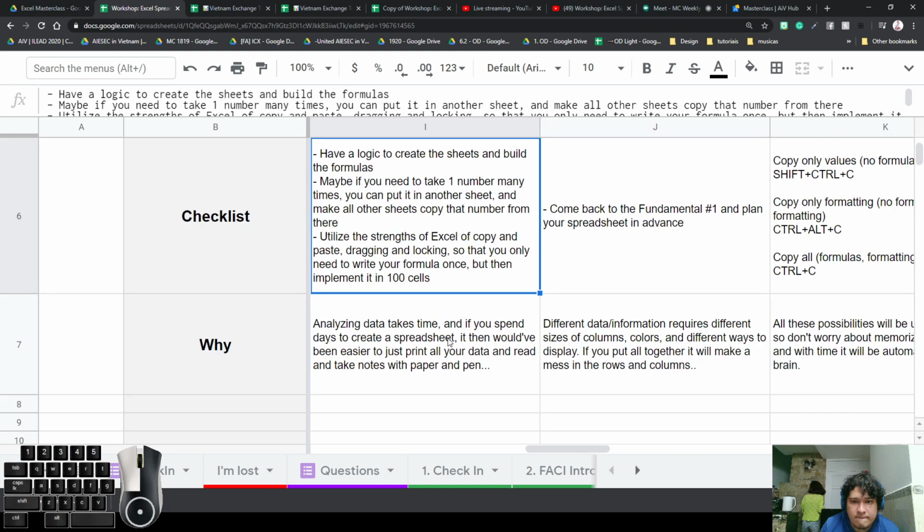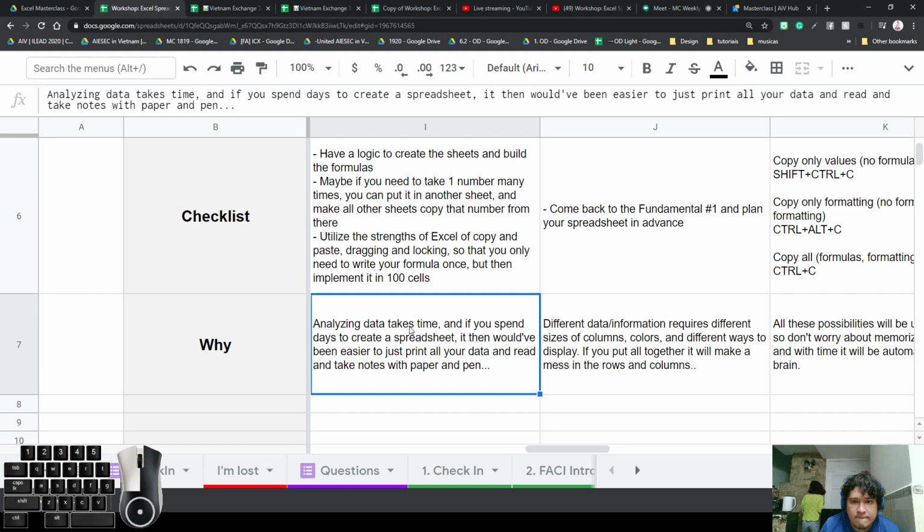Analyzing data takes a lot of time. So why is it good to be a procrastinator? Because of that. Sometimes you're going to have 1,000 lines, or 100 different answers from a survey from someone, and you need to sit and analyze that, and it's going to take time, and you need to edit, and you need to make 100 formulas. So you need to find a way to make the formulas fast, to make the analysis fast, because honestly, if you spend days creating one spreadsheet, it would be easier to just print all the data you have, and then read and take notes with paper and a pen.